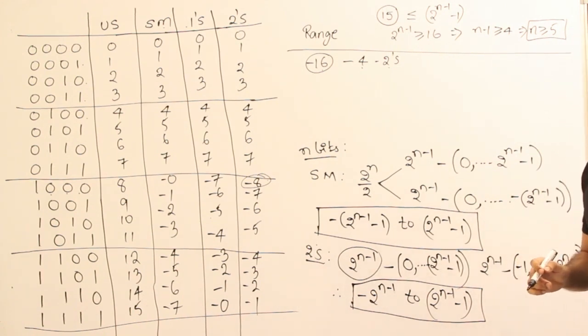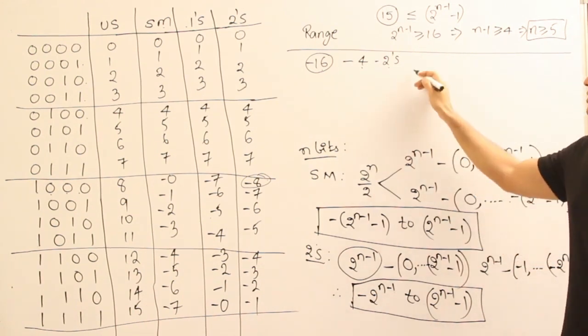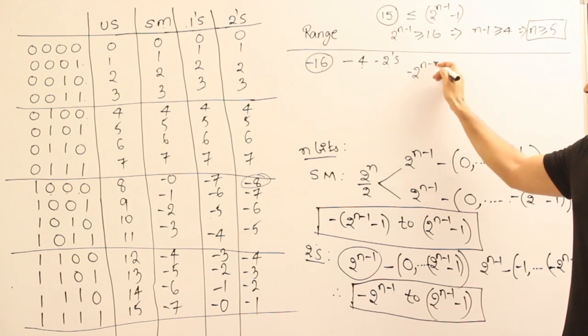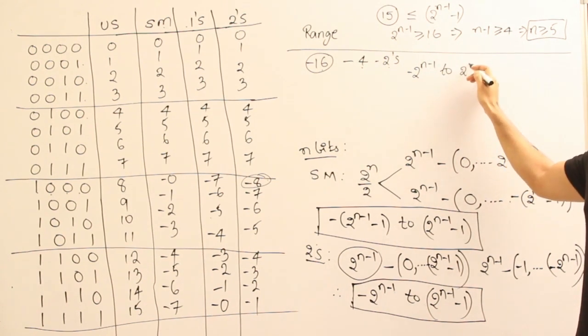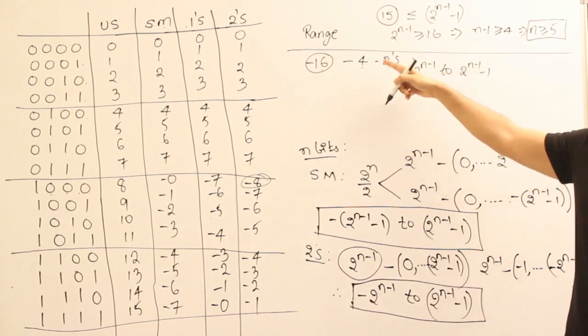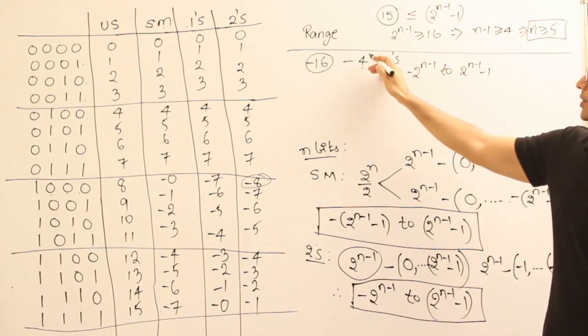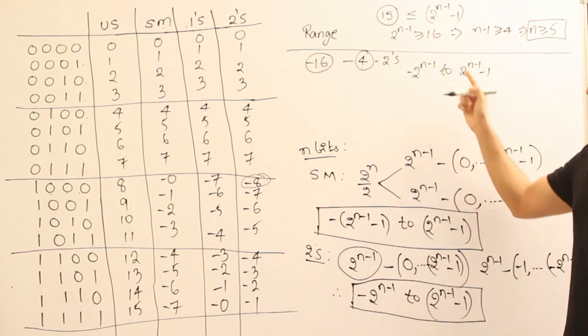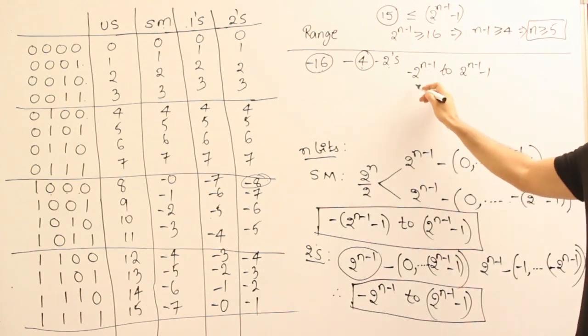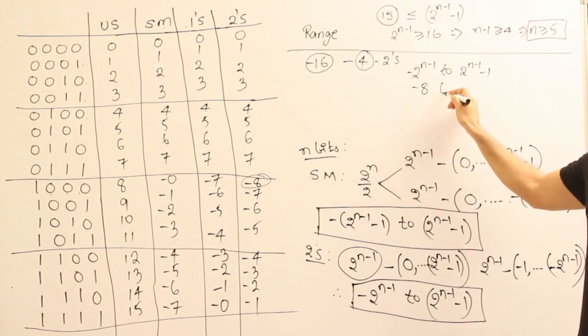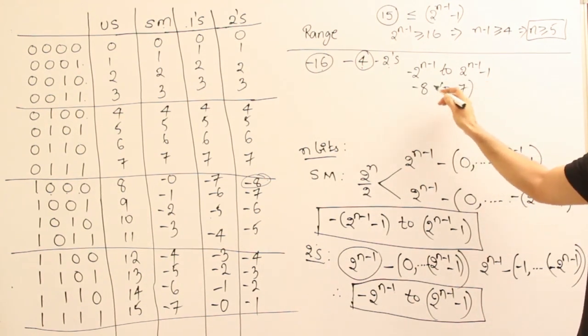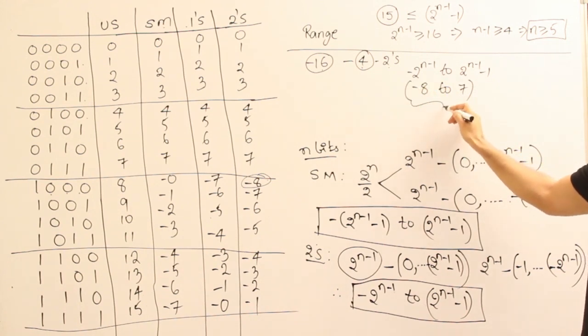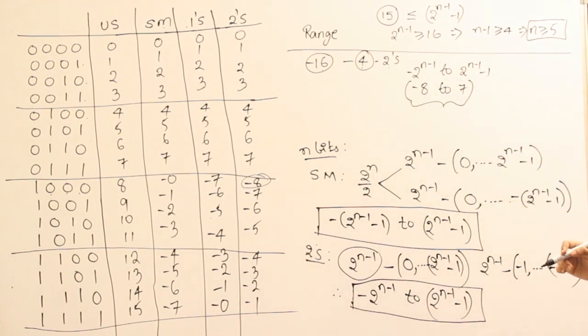Now in 2's complement, what is the range that we can represent? -2^(n-1) to 2^(n-1) - 1. In place of n, if you put 4 bits, then what we get is -8 to +7. Therefore this is the range we can represent in 2's complement, right?